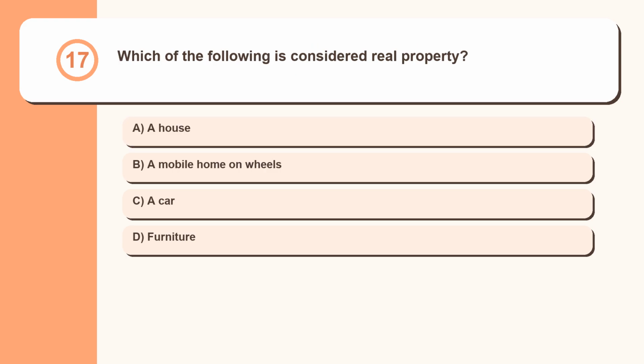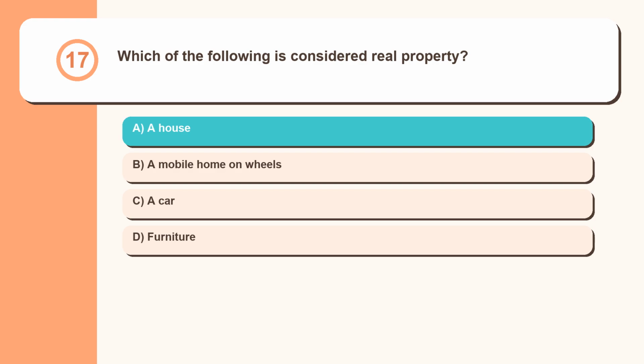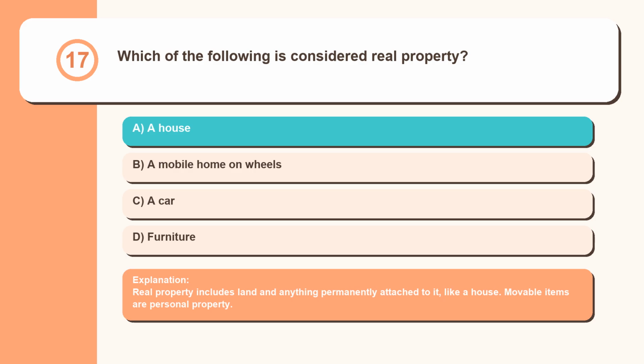Question 17. Which of the following is considered real property? A house, a mobile home on wheels, a car, furniture. Real property includes land and anything permanently attached to it, like a house. Movable items are personal property.